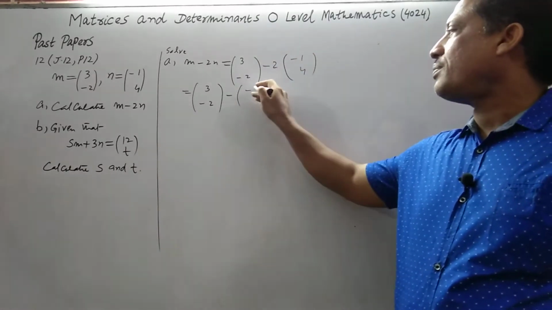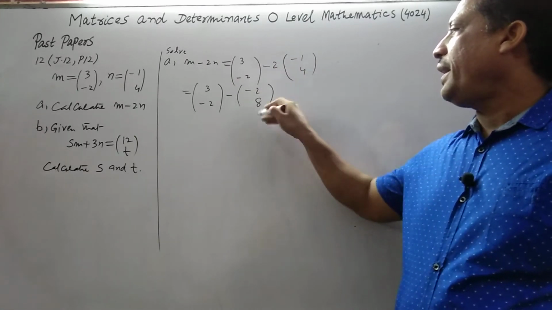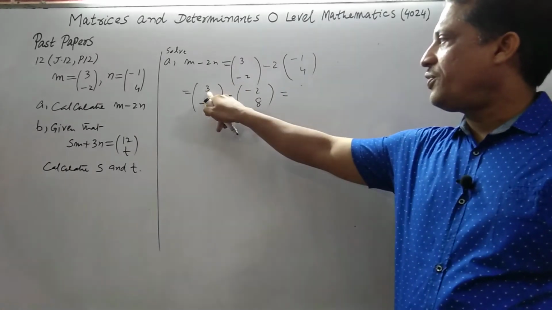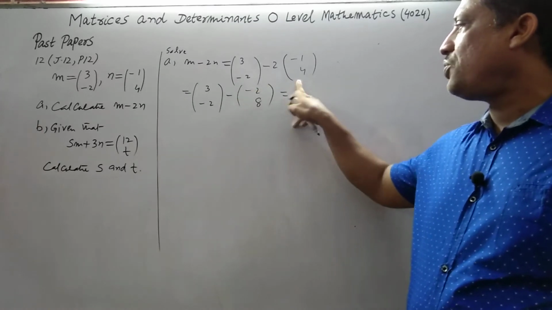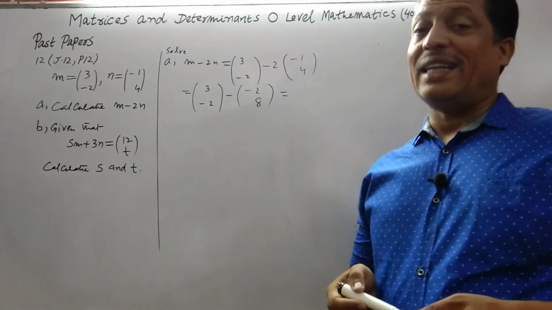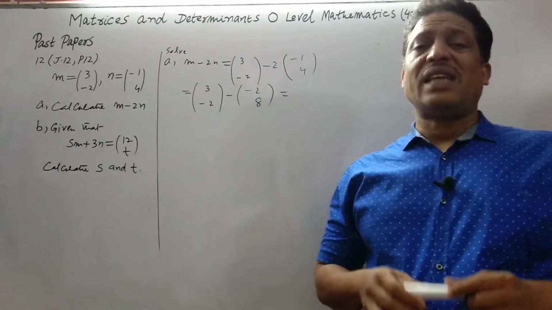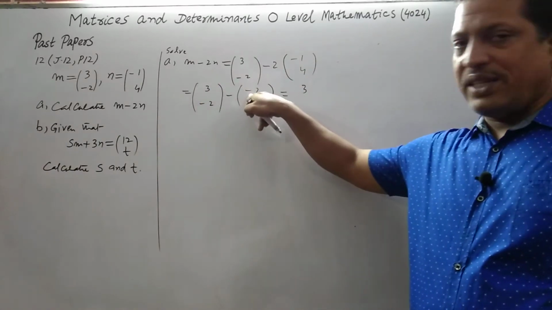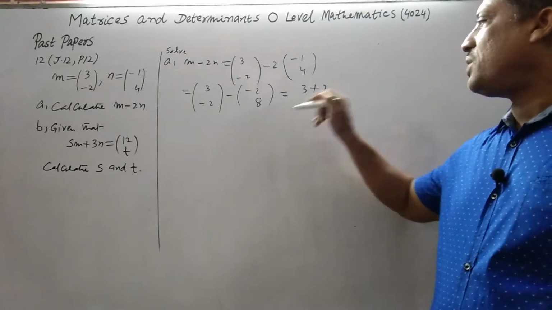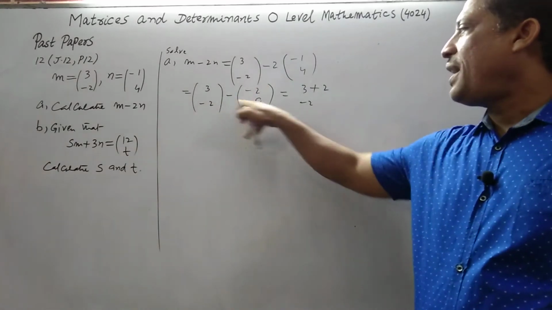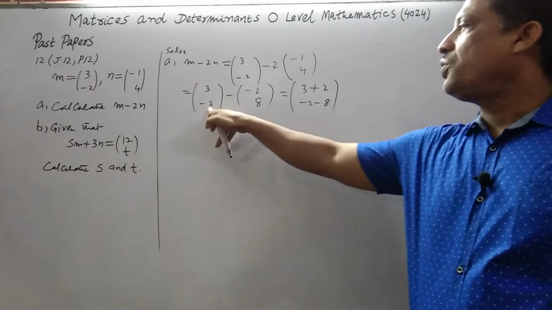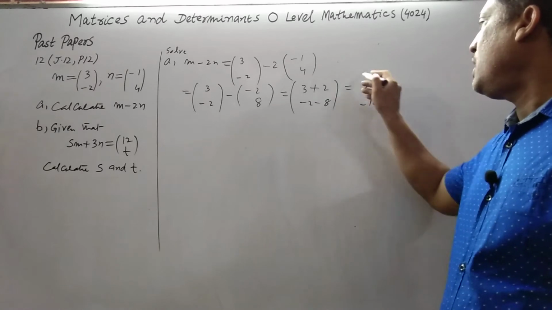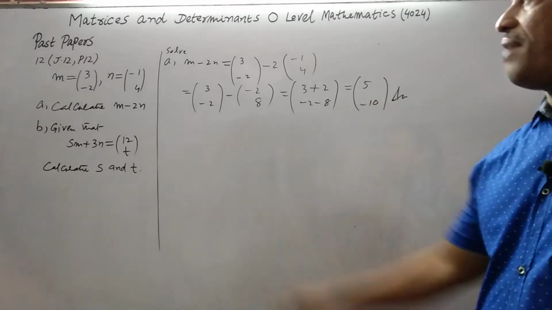2 into minus 1 is minus 2, 2 into 4 is 8. This is 3, minus 2, and this is minus 2, 8. Whenever we subtract or add two matrices, we just add or subtract the corresponding elements. So the corresponding element of 3 is minus 2. Minus minus plus 2. This is minus 2 and minus plus minus 8. Corresponding of 2 is 8. 3 plus 2 is 5, and minus 2 minus 8 is minus 10. So 5, minus 10 is the answer of m minus 2n.